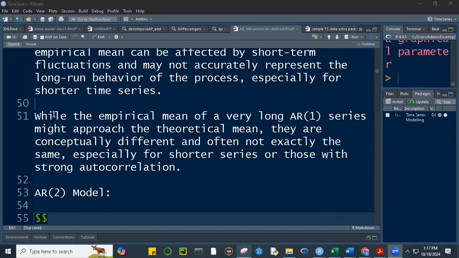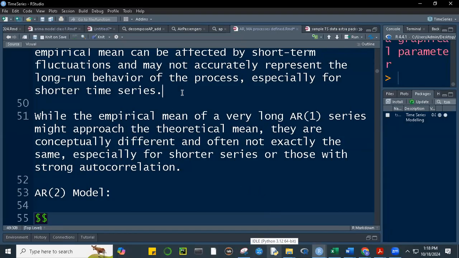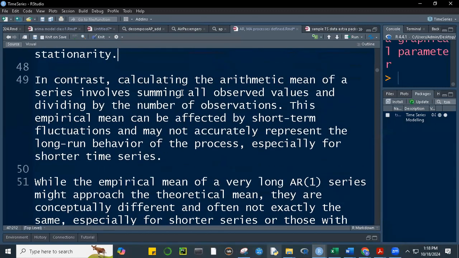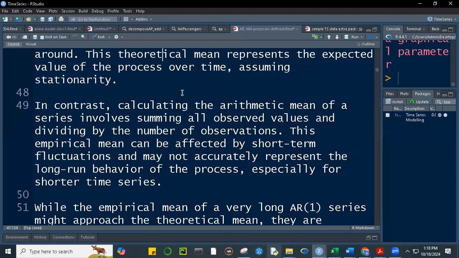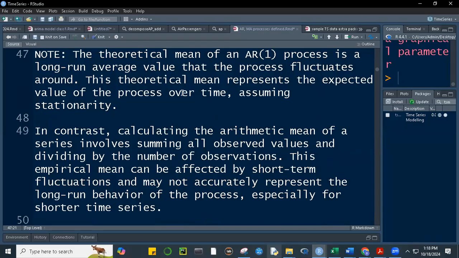When you say here approach the theoretical mean, it means quite close. That's what we mean by it becomes quite close to the theoretical mean. But it does not mean that they're equal. They will never be equal, class. And they will become quite close if the time series is very long. If the time series is very short, then they will be quite different.